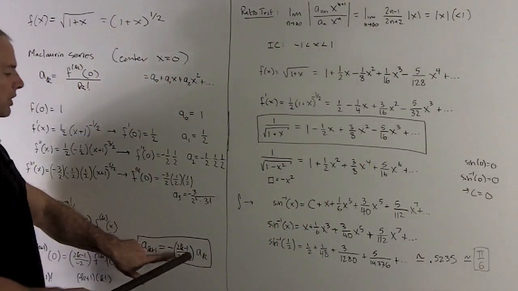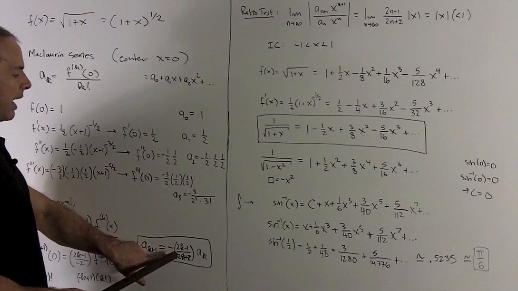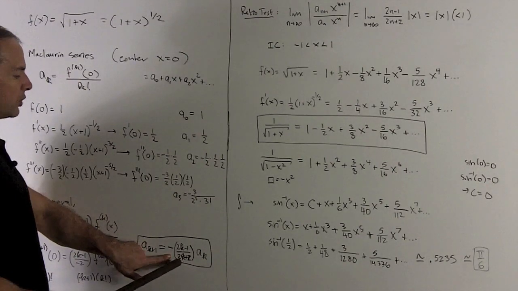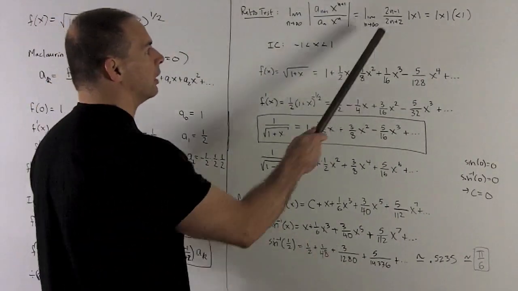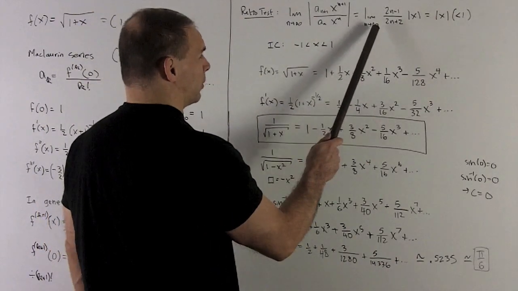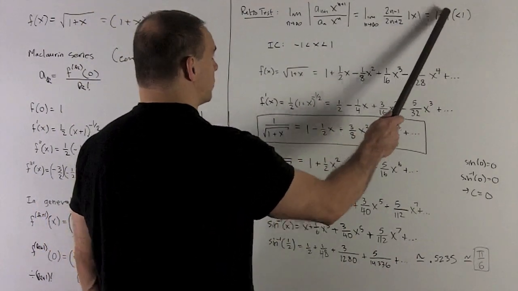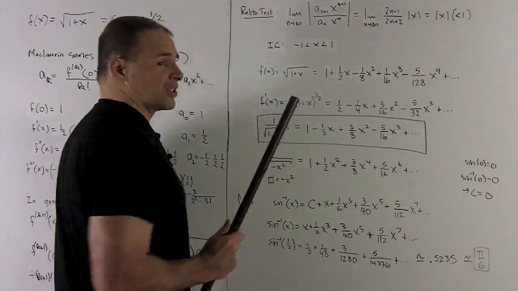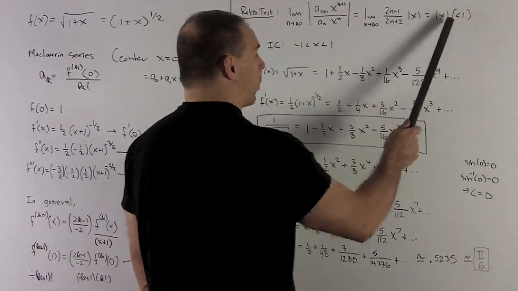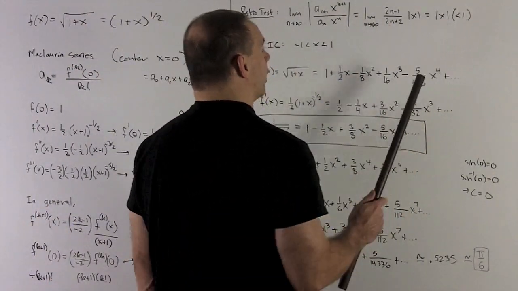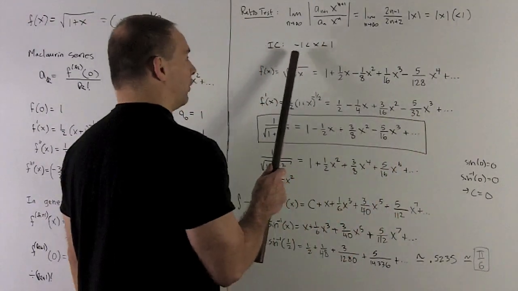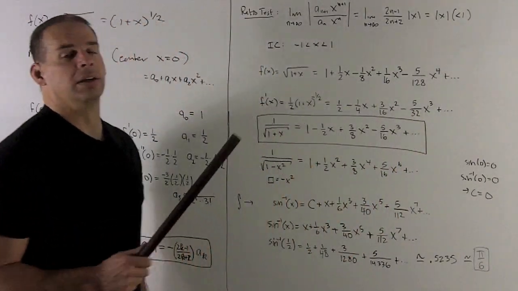And then you notice here what's going to happen. The minus sign goes away, and I'm left with 2n minus 1 over 2n plus 2. I take the limit as n goes to infinity, and then I'm just going to be left with the absolute value of x. And then the ratio test will say this converges whenever what comes out is strictly less than 1. And then that's going to be the interval minus 1 to 1.